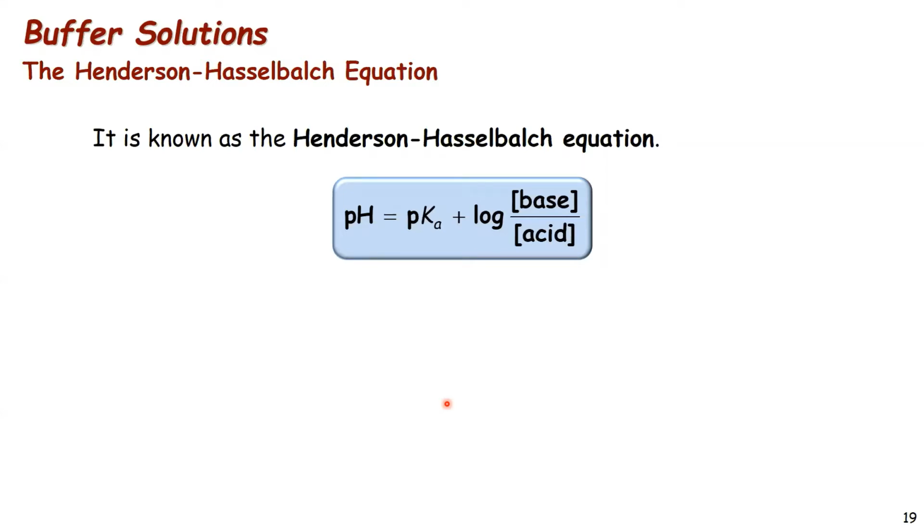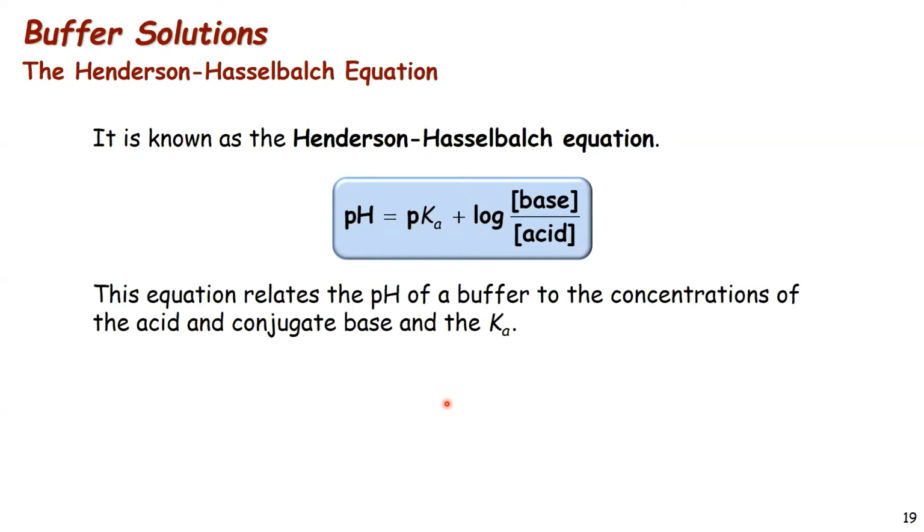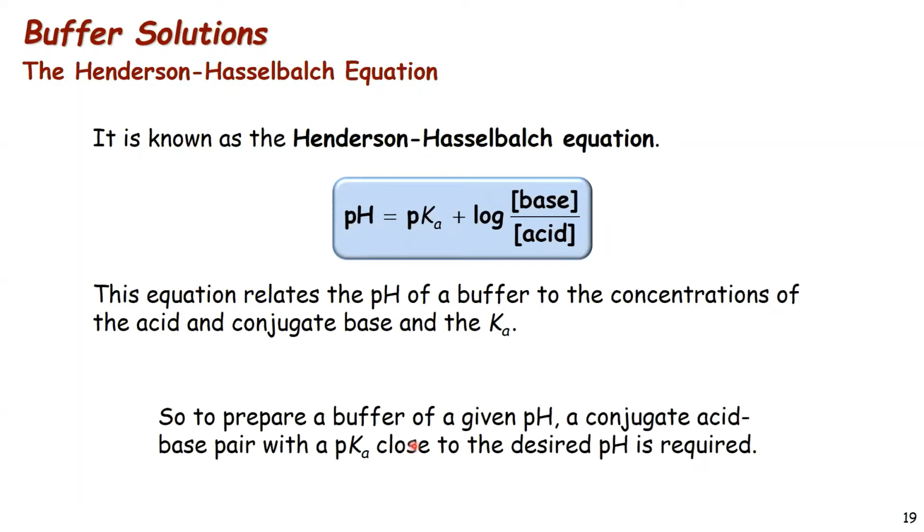If you're dealing with a common ion and it has nothing to do with the buffer, you can't use this because you've got to check your assumptions of ignoring the plus and minus X terms. Okay? So there's our Henderson-Hasselbalch equation. Again, this relates the pH of a buffer to the pKa value and this ratio of concentrations. So to prepare a buffer of a given pH, a conjugate acid-base pair with a pKa close to the desired pH is going to be required.